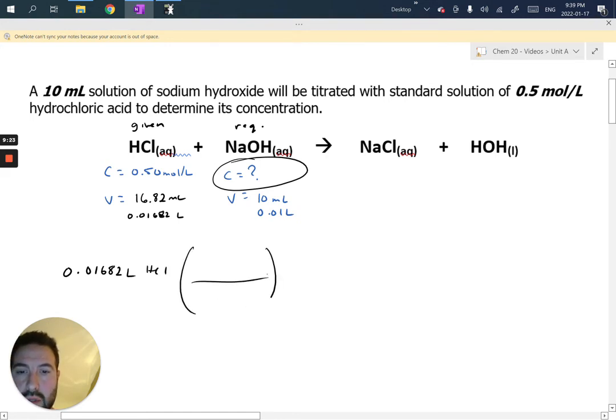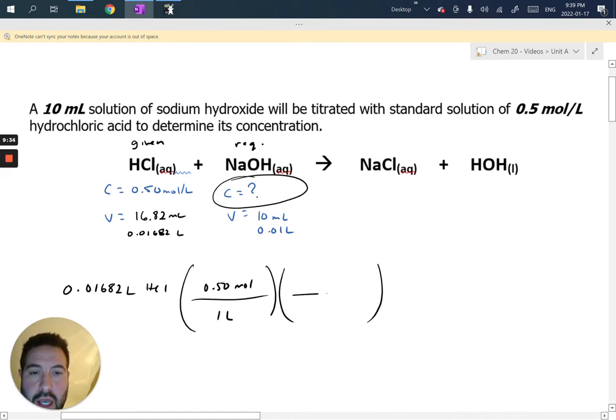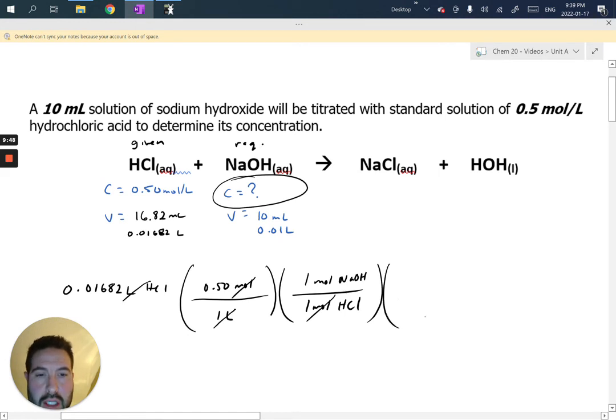I'm going to turn that into moles. There's 0.50 moles in each liter of that HCl. I'm going to jump from HCl over to sodium hydroxide. It's a 1-to-1 ratio here. Now I want to get concentration, so I'm going to take those moles and carry them over by putting this placeholder here, this 1, and I'm going to divide those moles by the volume of sodium hydroxide that I'm reacting, and that was my 10 milliliters, so 0.01 liters.